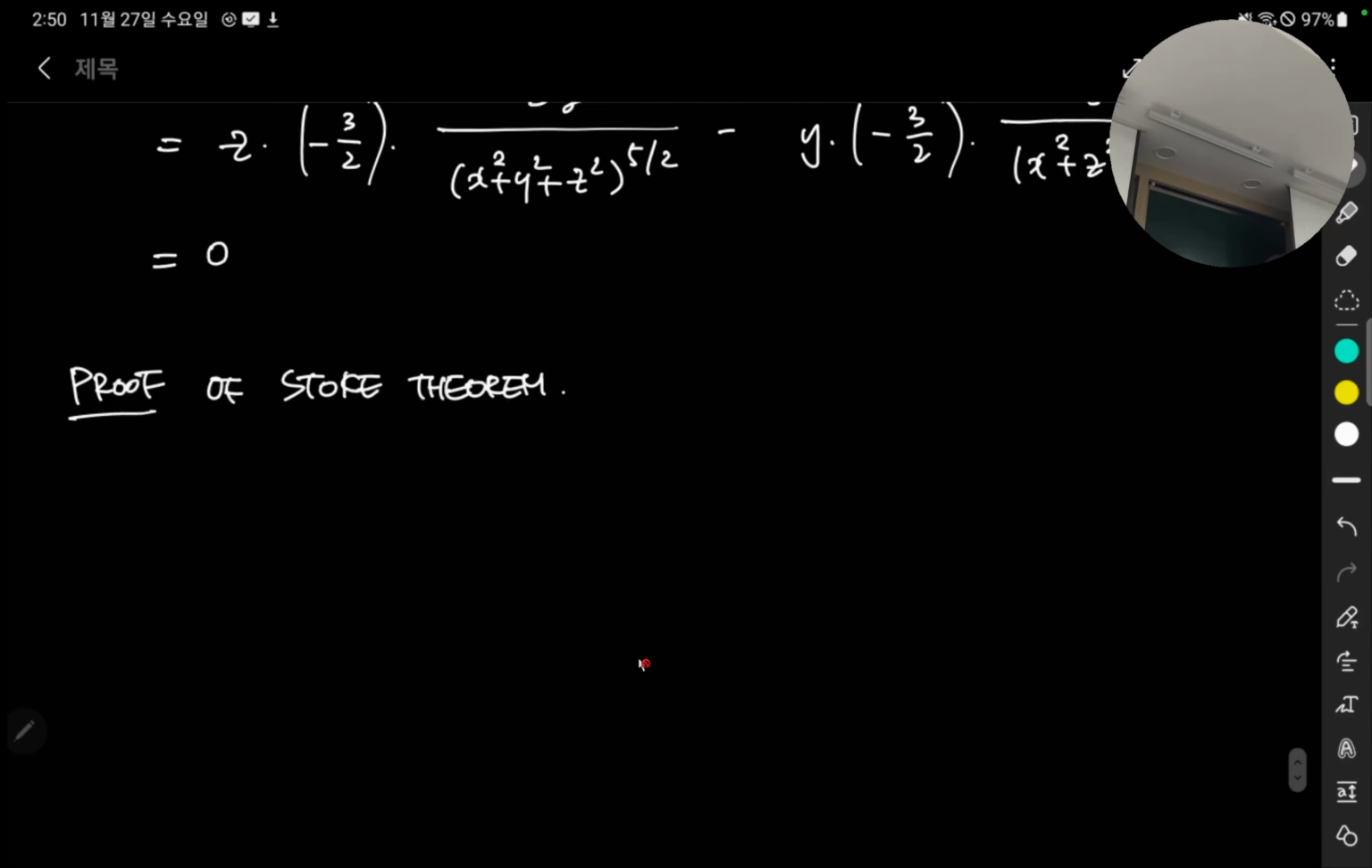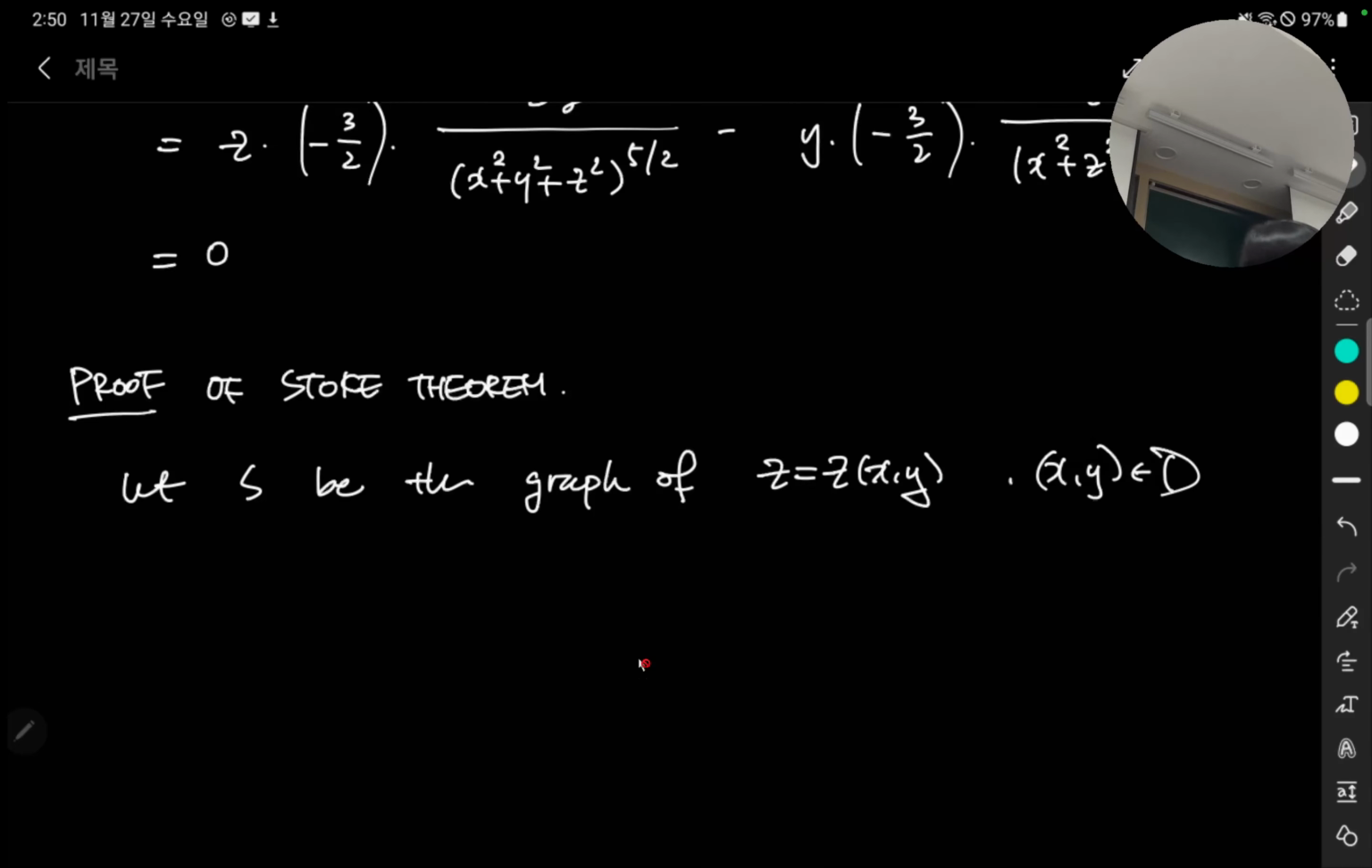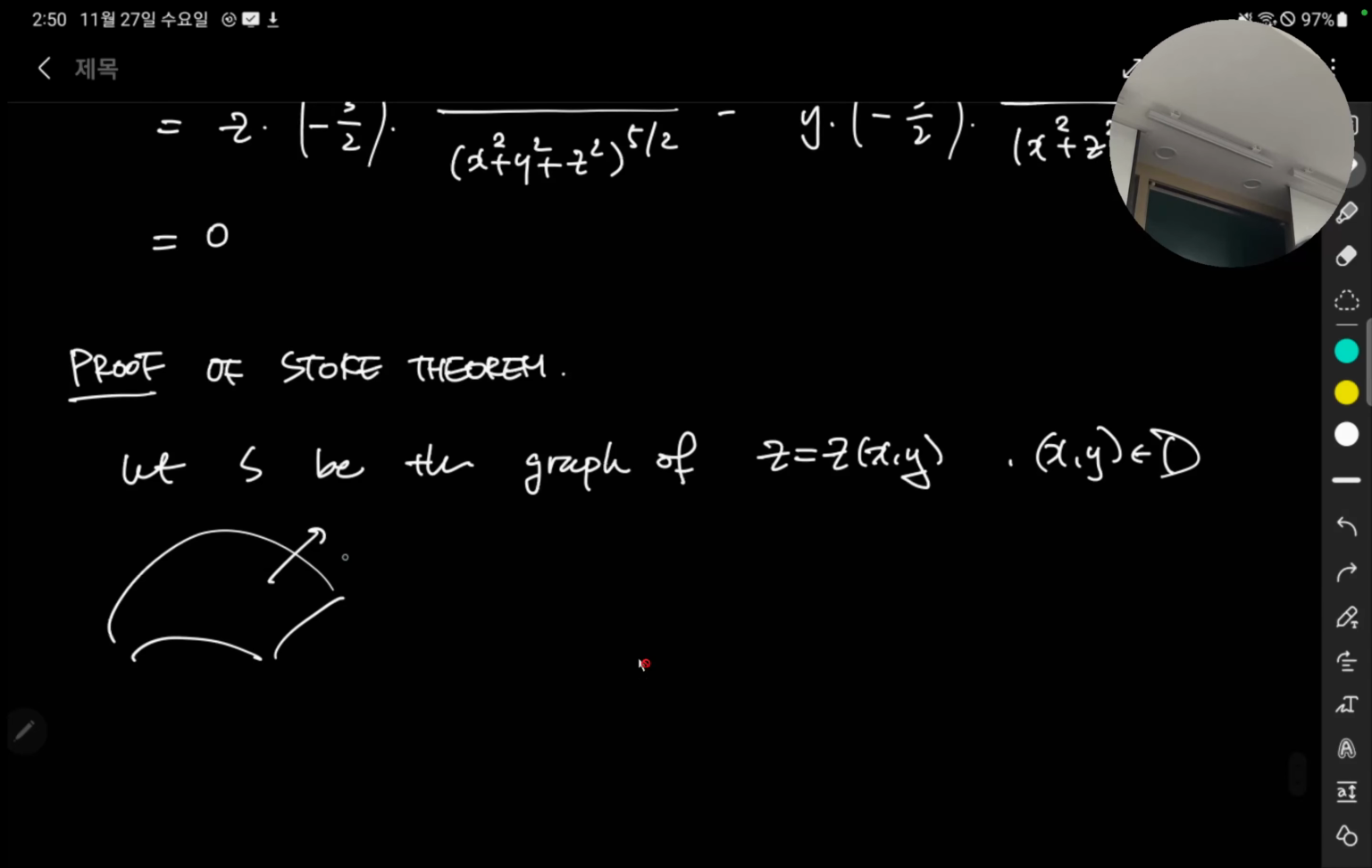So it's similar to the proof of the Green theorem, but here I'm going to split the surface into smaller pieces so that every piece can be represented as a graph of z. So let's say S is the graph of a function z, where (x, y) lies in D, inside of the xy plane. So S somehow looks like this.